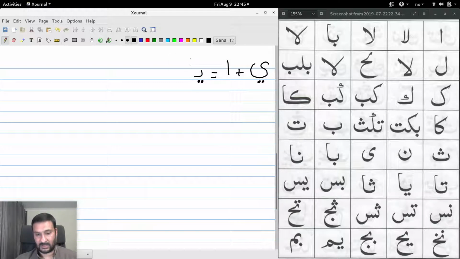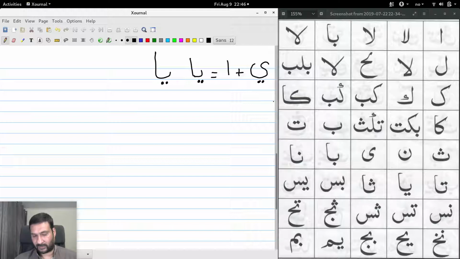So ya alif, like so. If I write it in one go, I'll start with the ya and go with an alif and put two dots here beneath. That means it is ya alif. Okay, so we have covered ya alif. Let's go to tha alif.